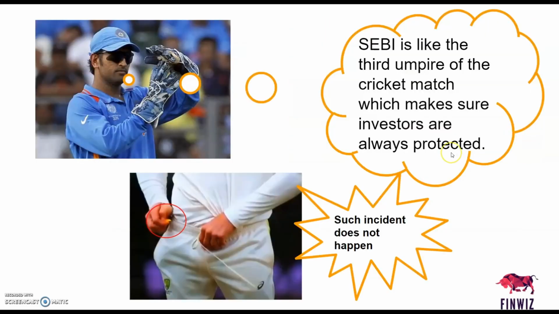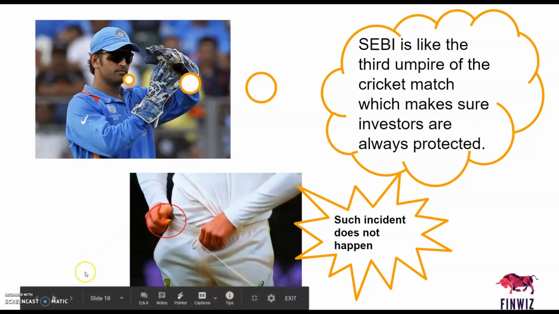We can also say that SEBI is like the third umpire of a cricket match, and it looks over all the operations of the stock market and takes care that the stock market is running smoothly, like the third umpire does in a cricket match.